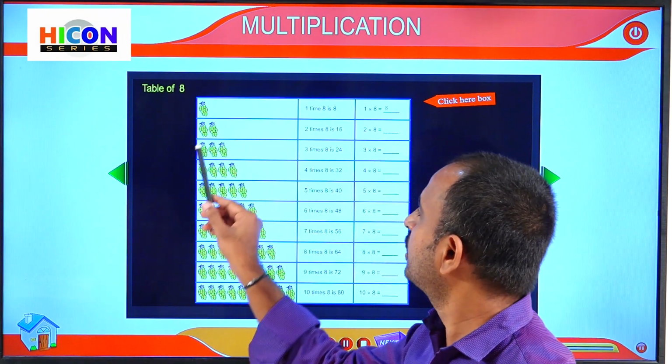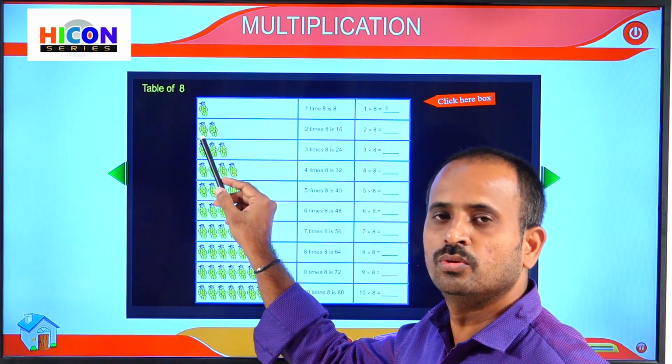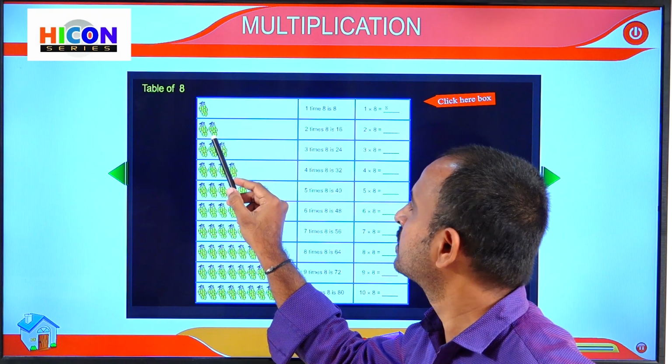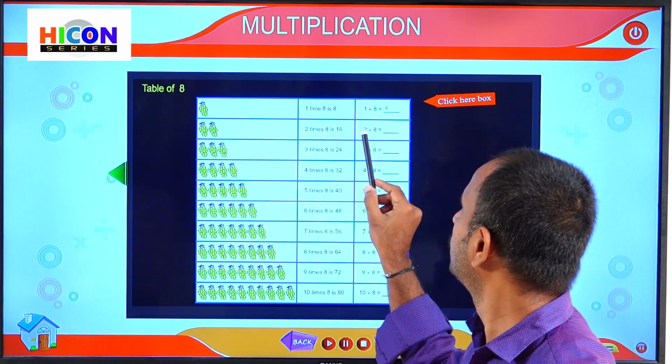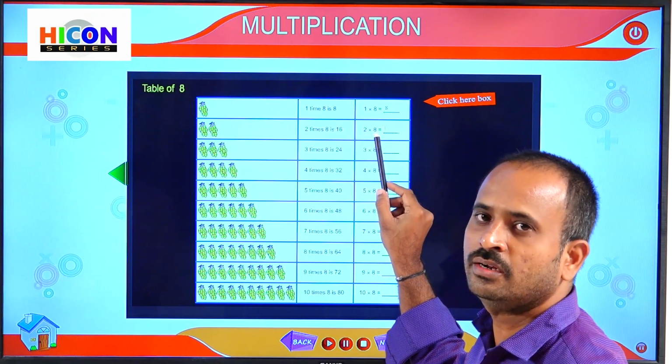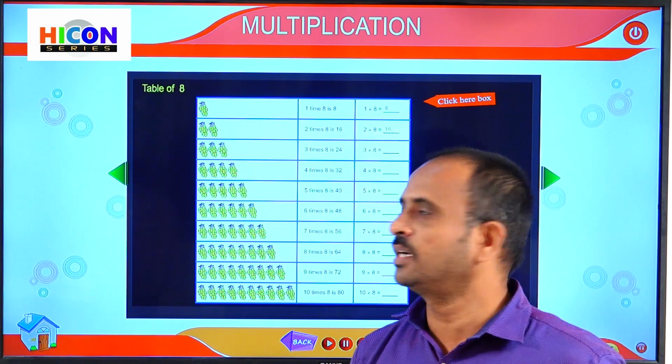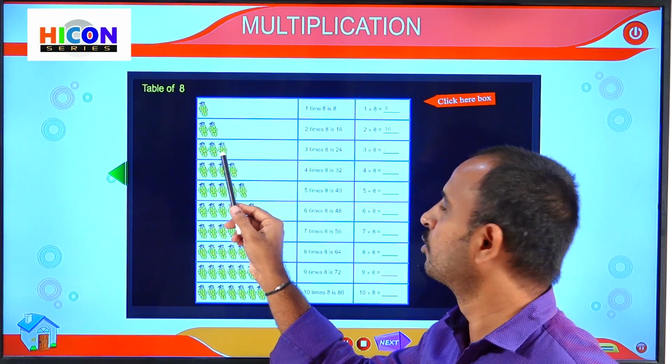So next see the second one. How many groups are there? 2 groups are there. Each group has 8 fruits, that is 2 times 8, that is 2 into 8, 2 8 jar 16. So children, see the third row. How many groups are there?